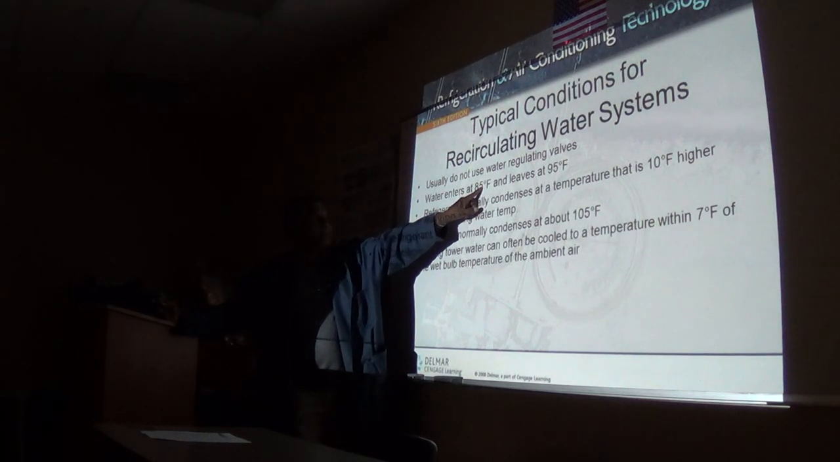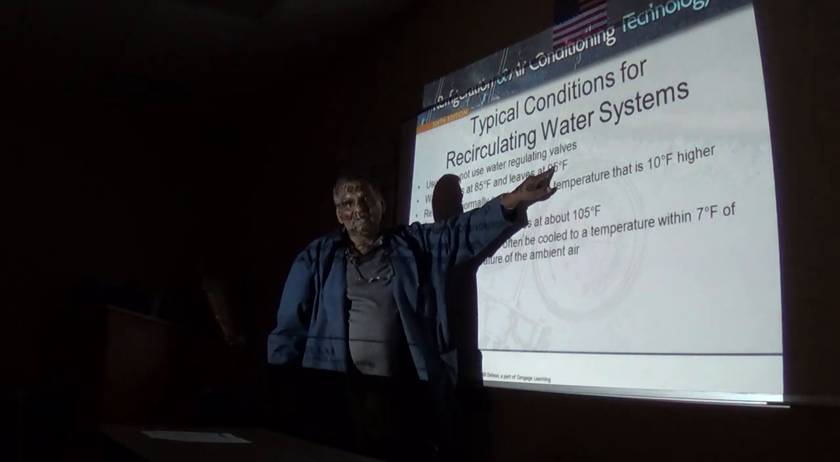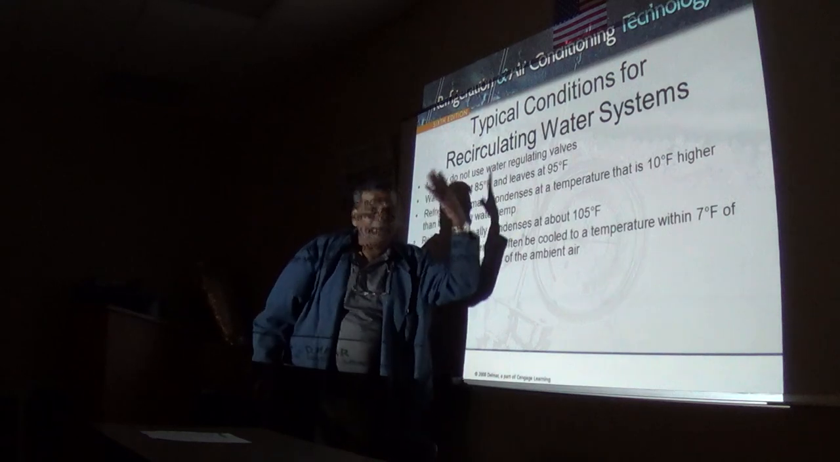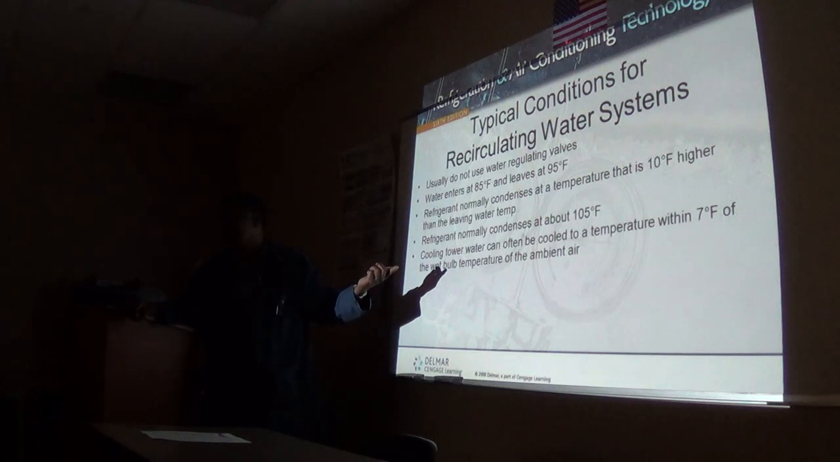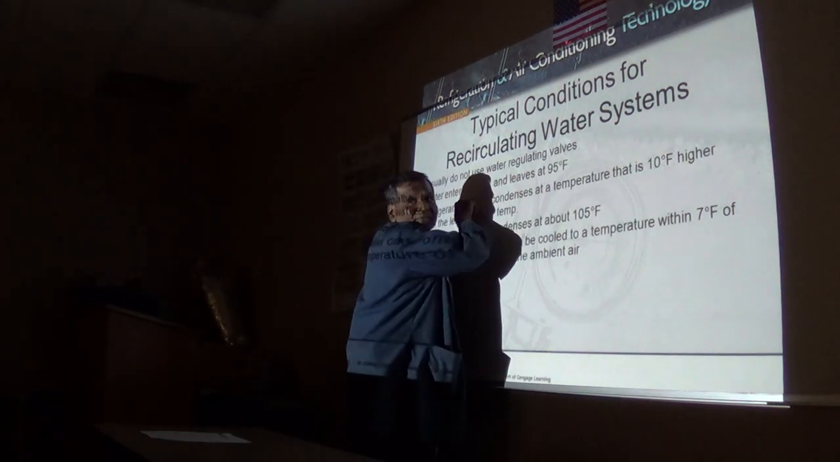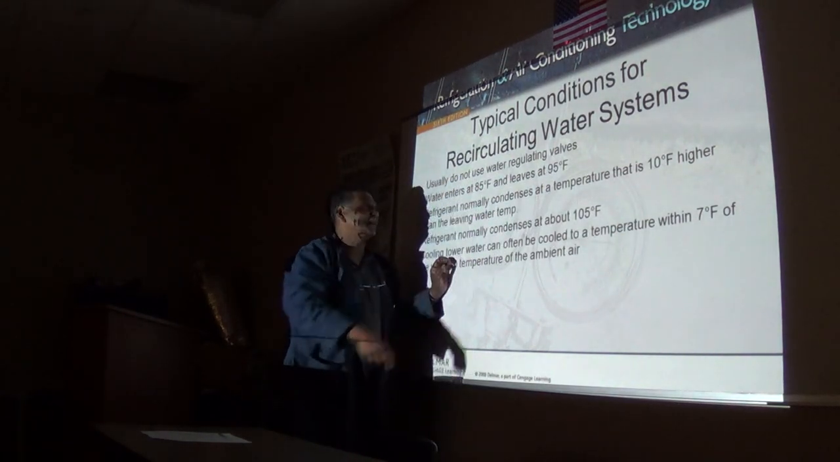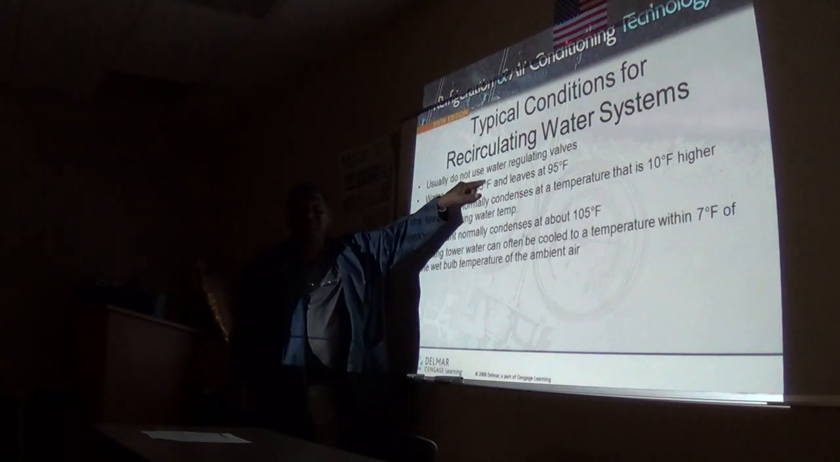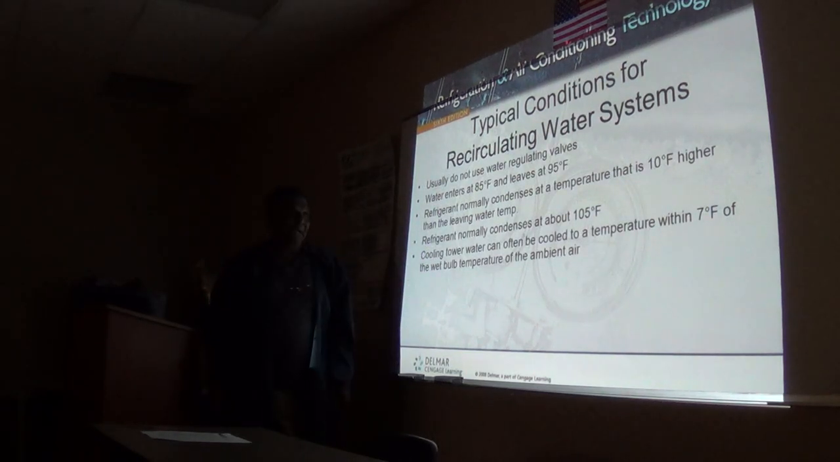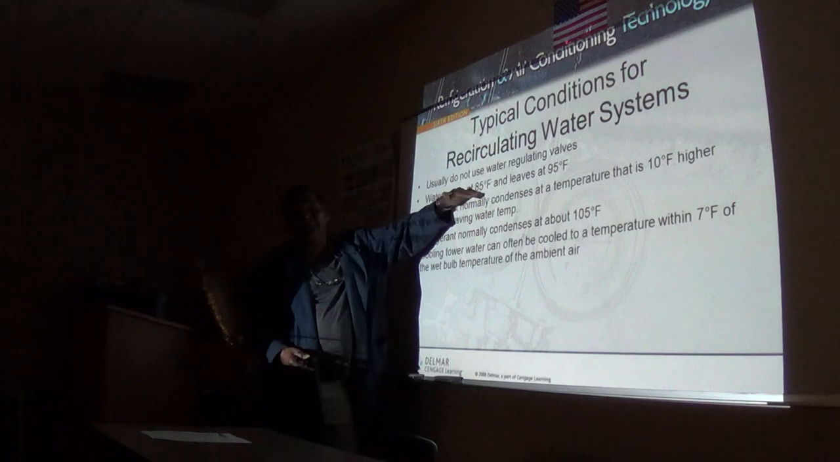This water enters the condenser at 85 and is supposed to heat up. It heats up to 95 and it has to cool from 95 back down. So 7 from 95 is 88 actually. So it can only cool this to 88 degrees if it's an 80 degree wet bulb. As humidity goes up, efficiency decreases because you're not going to get the effective cooling that you need.